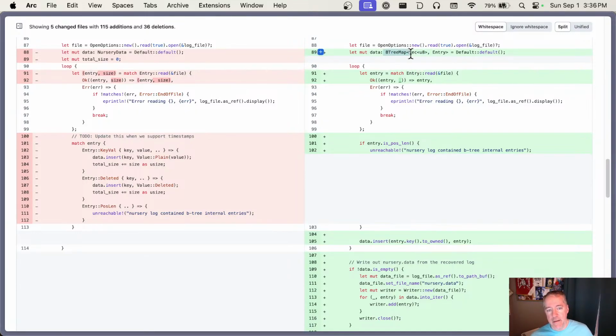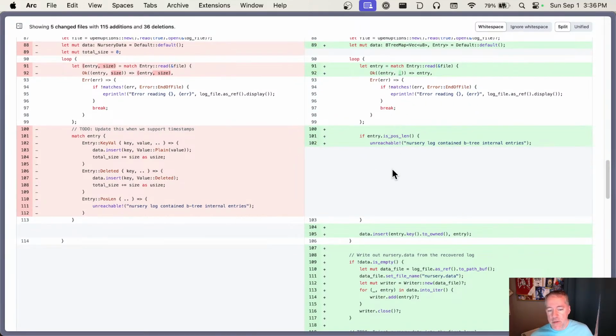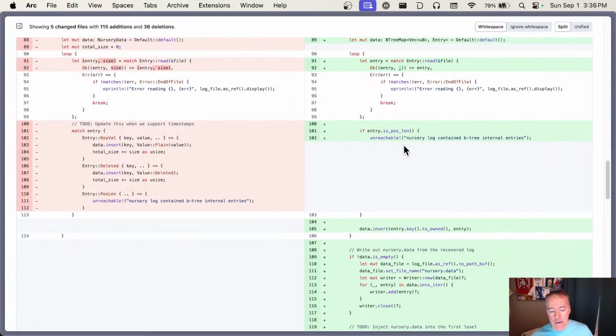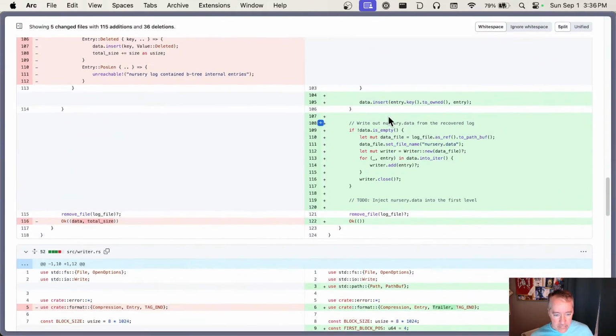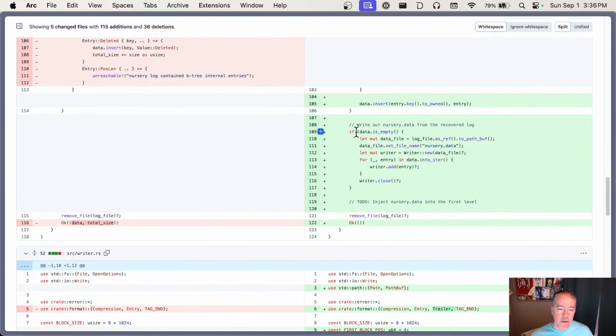And the B tree map, the in-memory B tree, will be sorted by default. So the entries in the log are not necessarily sorted. Usually not. They're just in the order they came in. Okay, and then if we have no data, obviously we don't need to do anything. So we can skip over and remove the log file and return.